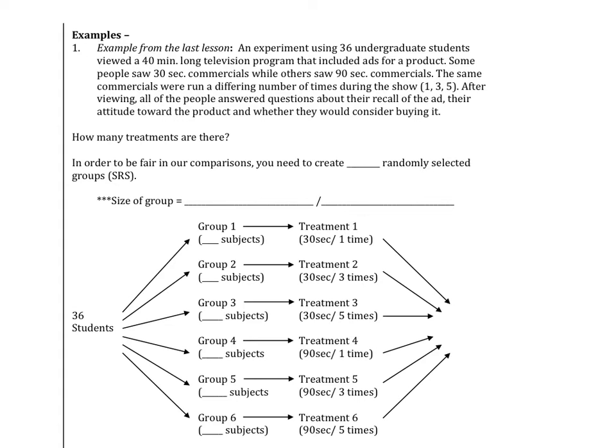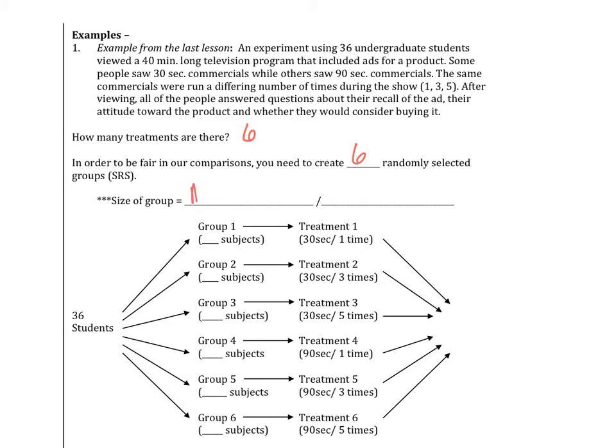So how many treatments are there? Let's take a look. There are going to be 6 treatments. If you remember from the last note section, there's that table of 6. In order to be fair in our comparisons, you need to create 6 randomly selected groups. Okay, so 6 simple random samples. So the size of the group has to be the same.